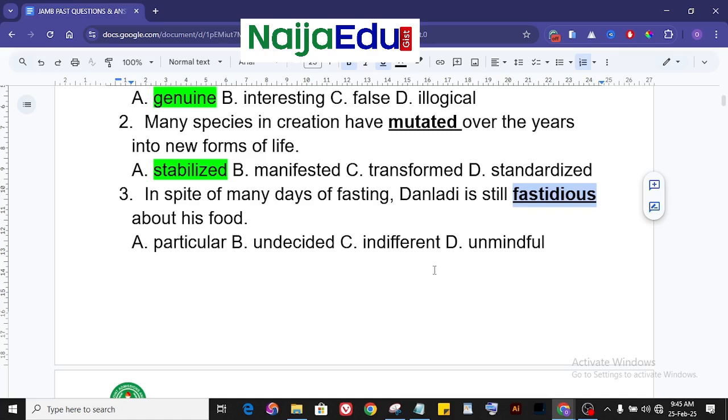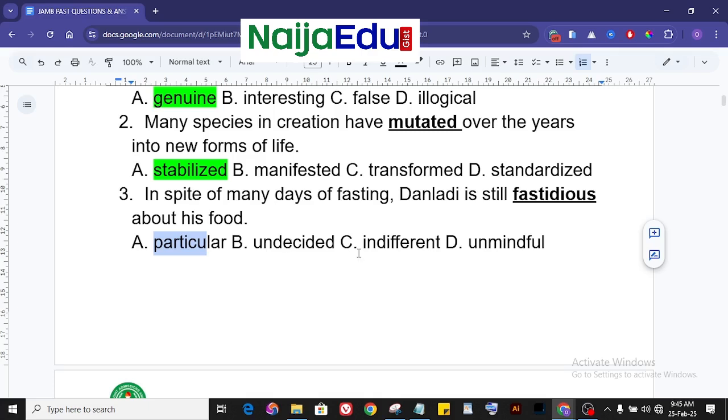That is fastidious. So option A, which says particular, is actually a synonym of fastidious, which means something that is particular. That is what fastidious means. So option A is just a synonym to fastidious. Then undecided means you don't really know what to pick. So let's say undecided is not the opposite. Of course, being undecided is different from being picky.